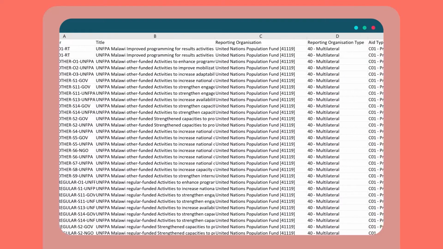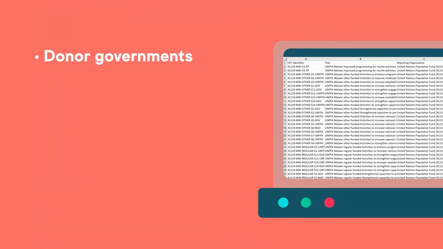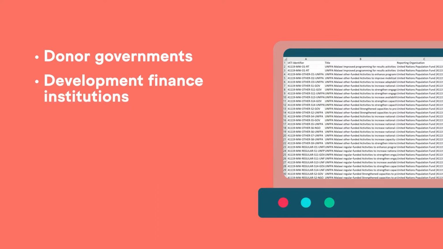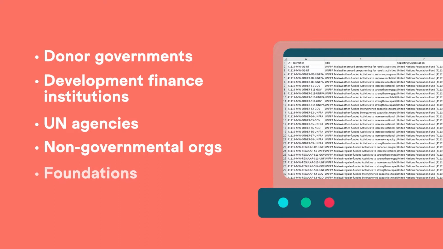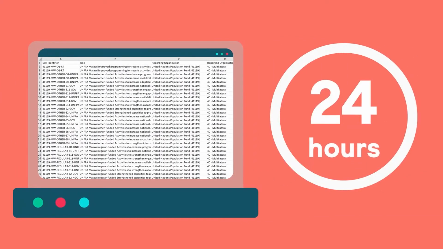This data is from the organizations who report to IATI. These organizations range from donor governments, development finance institutions, and UN agencies to non-governmental organizations, foundations, and the private sector. When organizations publish new or updated IATI data, it's available in these spreadsheets within 24 hours.